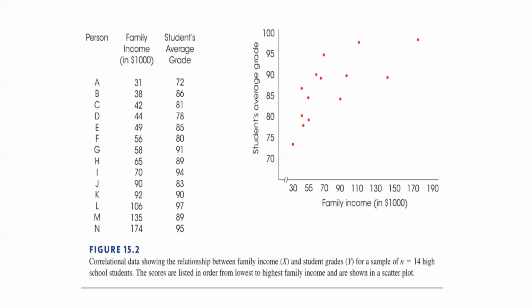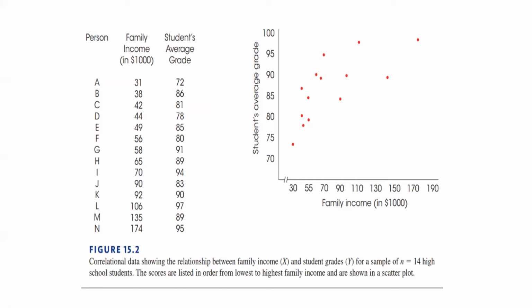So let's look at an example here. Here is correlational data showing the presumed association or relationship between family income and students' grades, as I've mentioned, for a sample of N equals 14 high school students. Now, the red dots on the graph are individual respondents.